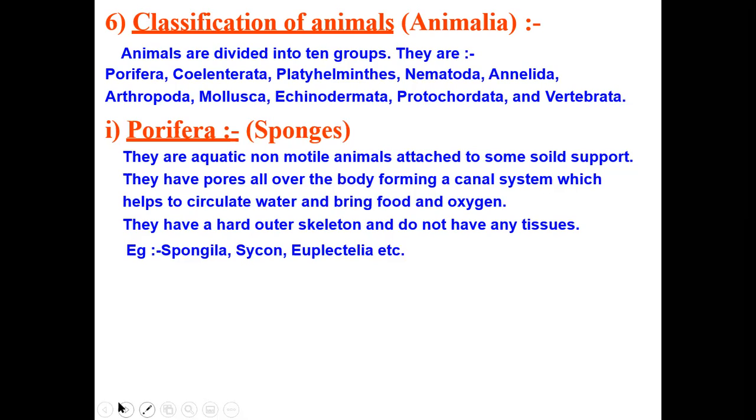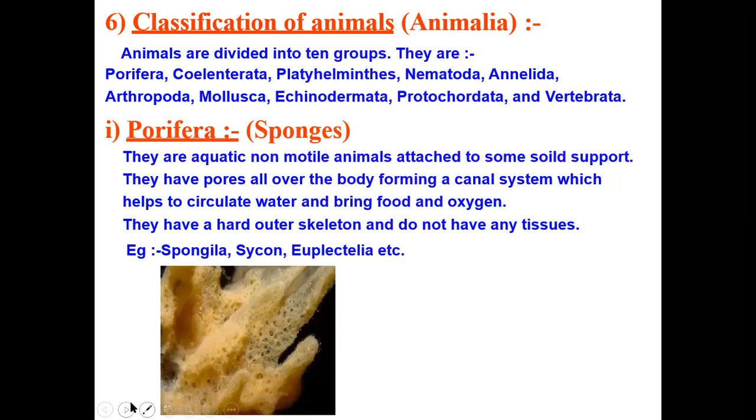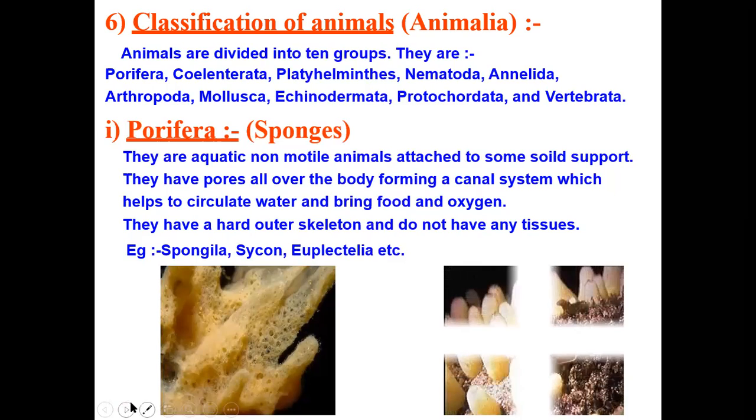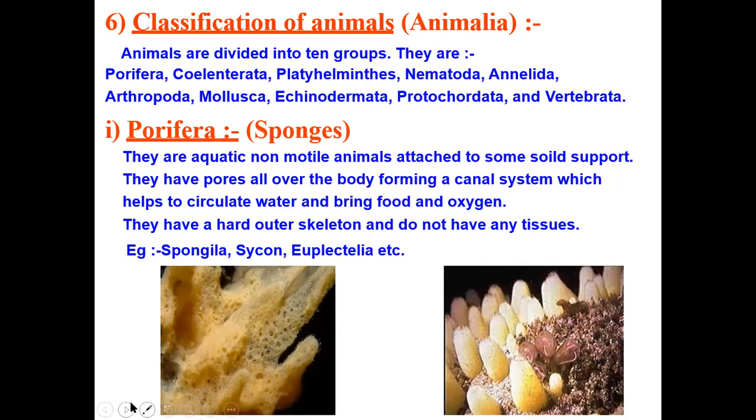Porifera means sponges. They are aquatic, non-motile animals attached to some solid support. They have pores all over the body forming a canal system which helps to circulate water and bring food and oxygen. They have a hard outer skeleton and do not have any tissue. Examples: Spongilla, Sycon, and Euplectella. This is the example of Spongilla. This is the example of Sycon.